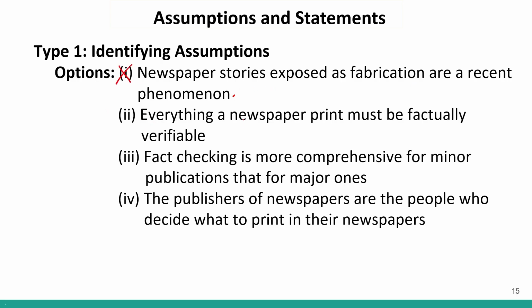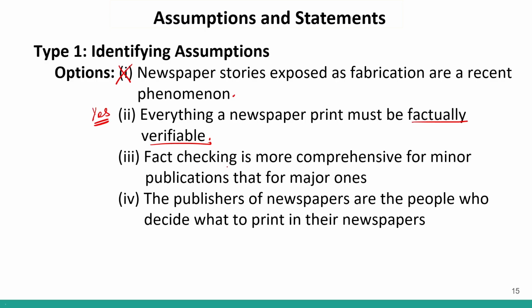Second one says, everything a newspaper prints must be factually verifiable. This is actually a correct assumption. See, it is mentioned in the statement that even a minor publication house, even a publication house that is not very famous, even they have staff to verify the news, to check whether the news is false or not. So if they are checking news articles, that means it is factually verifiable. If you are checking something, that means it is checkable, right? So this is a correct assumption.